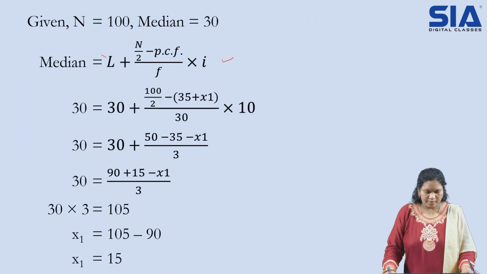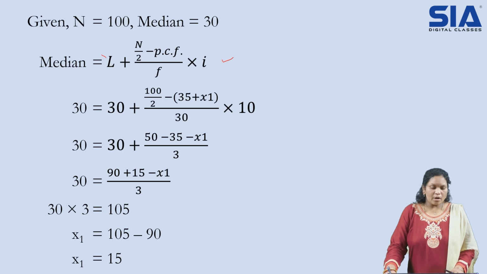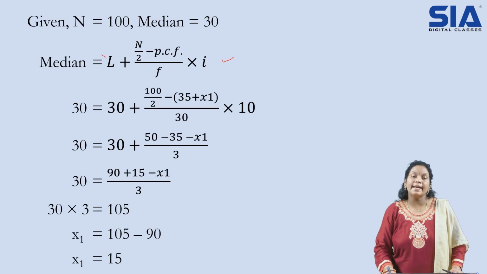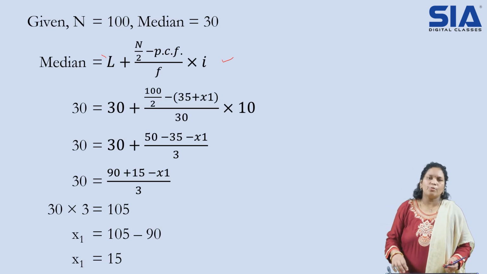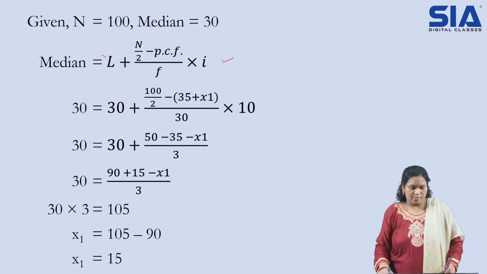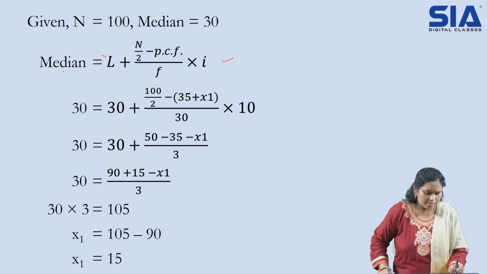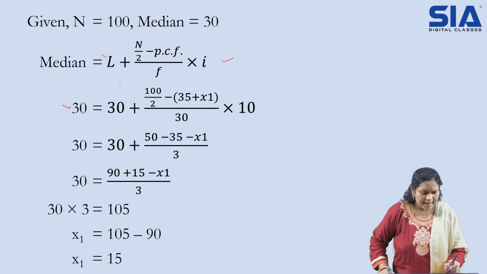So all the values I've just explained, simply take the formula and substitute them in. The median value we also have in our hand, and the N value is also in our hand. So let us substitute and check how to identify our missing frequencies. Substitute median as 30, L as 30.